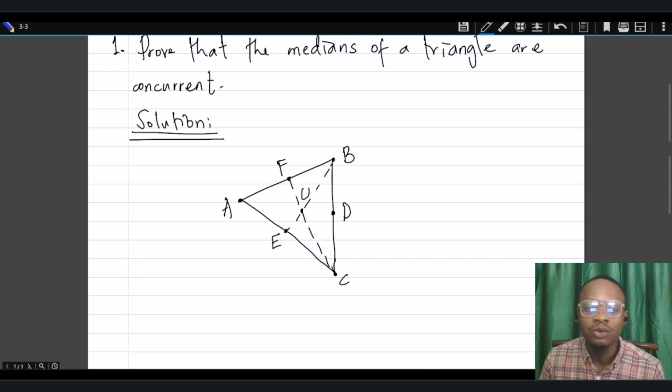So what we want to establish is that these three medians are concurrent. If they are concurrent, that means if we were to draw this third one as well, it will pass through the same point of intersection of these first two. So to prove that the medians are concurrent is to prove that, having chosen any two of them and taking their point of intersection, the third one will pass through the same point. That is the idea, and that's what we want to do here.